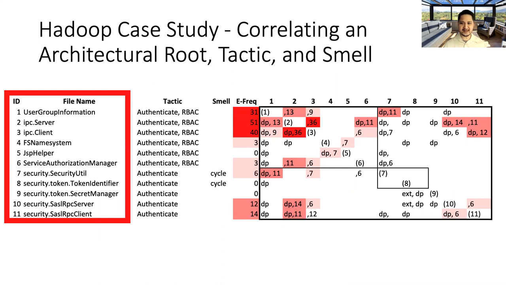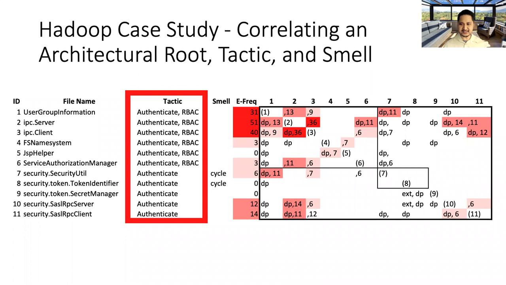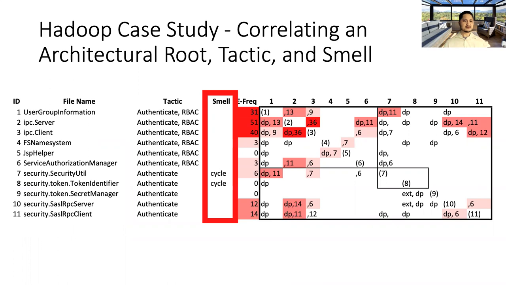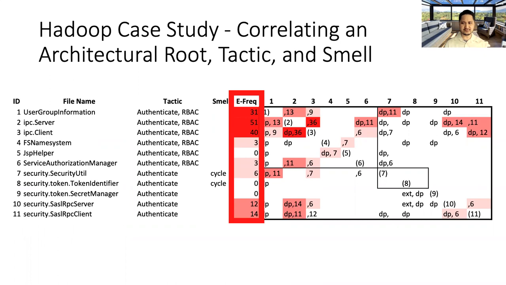All of these files implement the authentication tactic, that is, they determine if the user is who they claim to be, which is identified by another tool, Archie. Two of these files are involved in architectural smells, that is, a dependency cycle, which is identified by the third tool, Arcade. Efreq indicates the error change frequency of files, which is also identified by Titan.